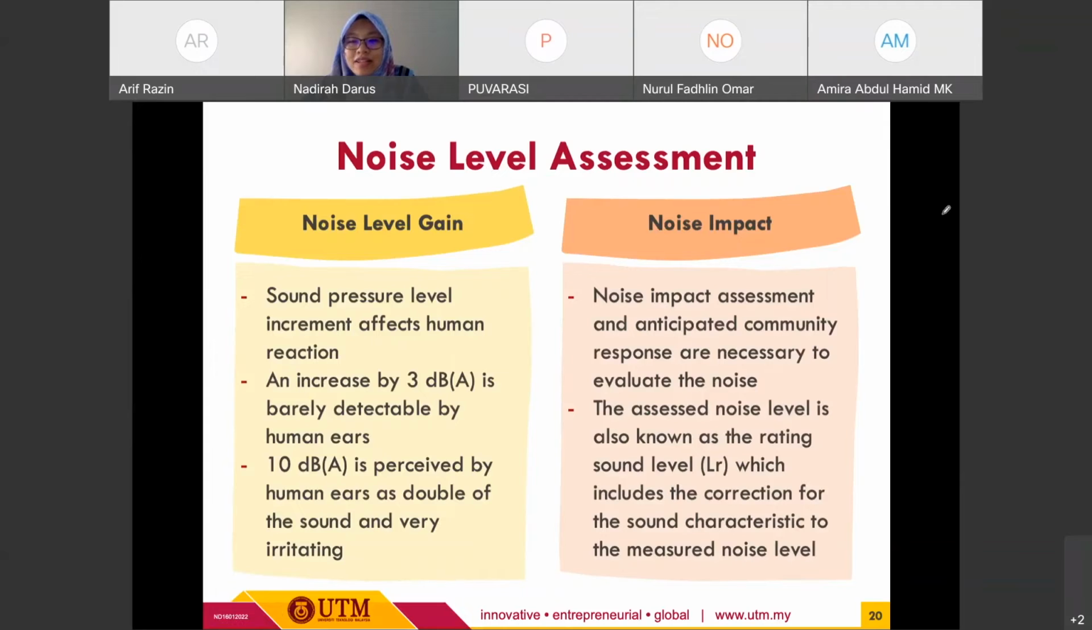Betul. Alright. So, masing-masing kat rumah ke ada yang tak kerja hari ni?